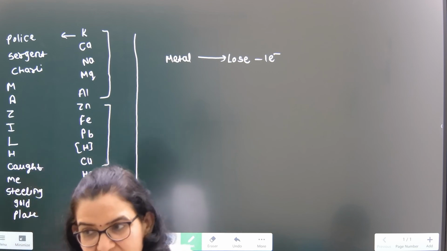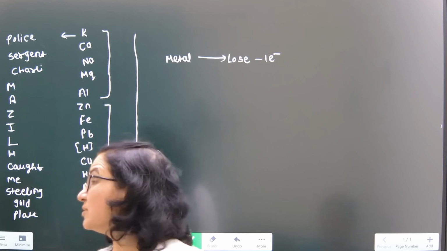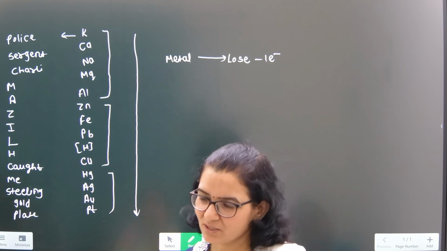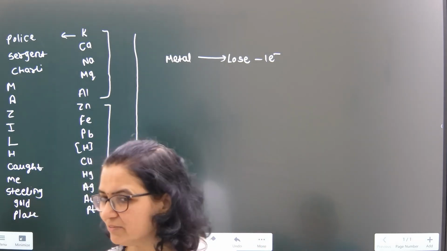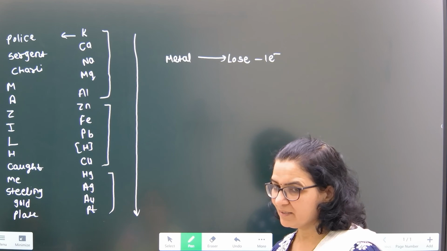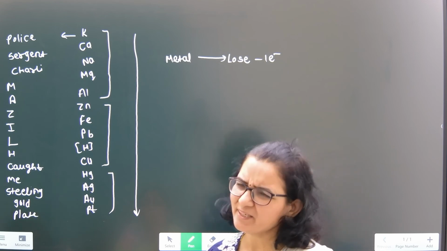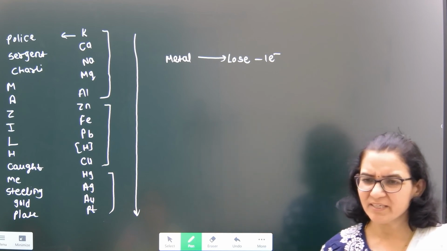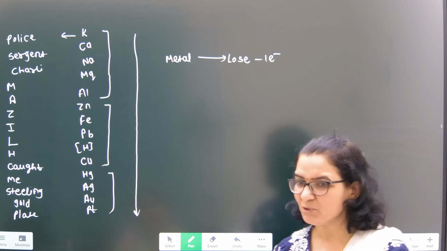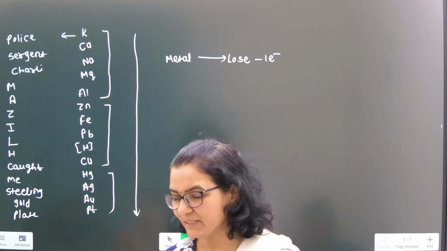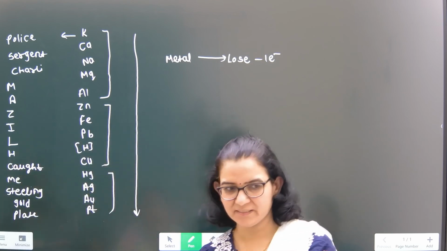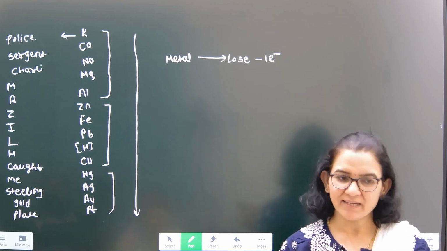So all the metals in the electrochemical series will lose electrons and form positive charges. They are electropositive. Metals are electropositive. Where are they in the periodic table? Group 1 and group 2. And non-metals are in group 16 and group 17, on the right side of the periodic table.